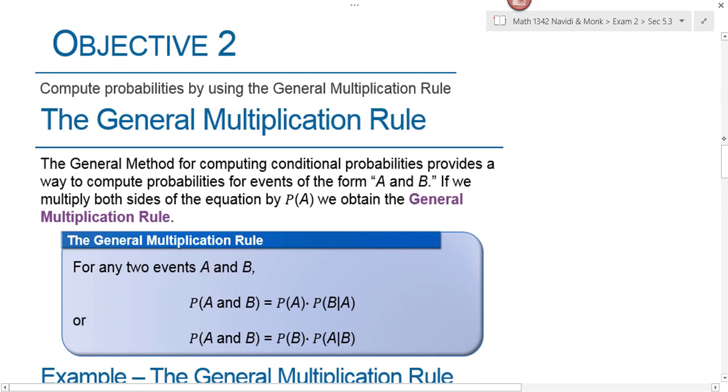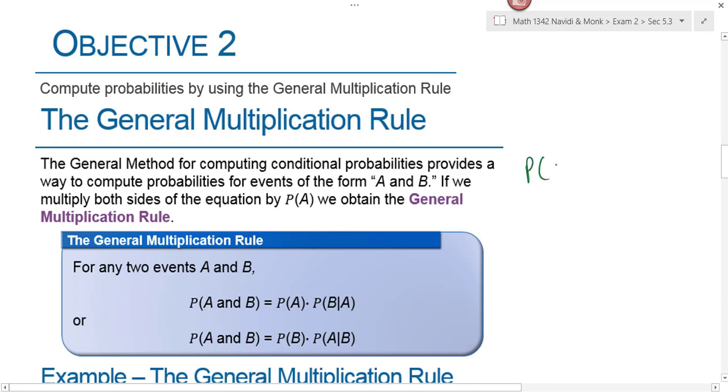Objective 2 is the general multiplication rule. I don't think we've talked about the multiplication rule at all yet, have we? Okay. So objective 2 is to compute probabilities by using the general multiplication rule. The general method for computing conditional probabilities provides a way to compute probabilities for events of the form A and B. If we multiply both sides of an equation by the probability of A, then we obtain the general multiplication rule. So I take that formula for conditional probability and I multiply both sides by the probability of A.